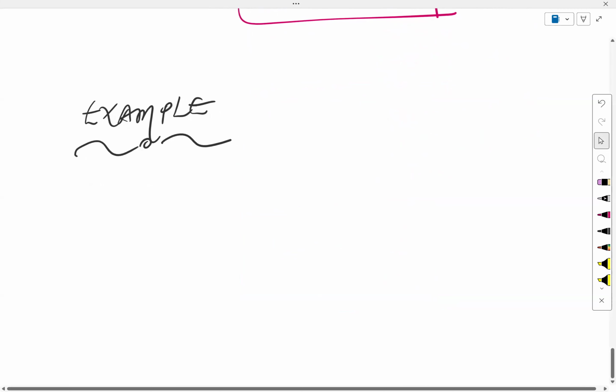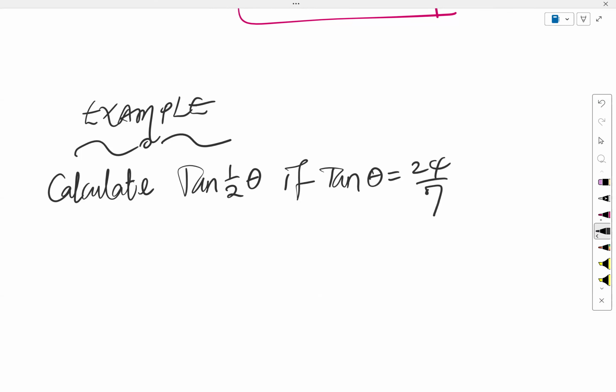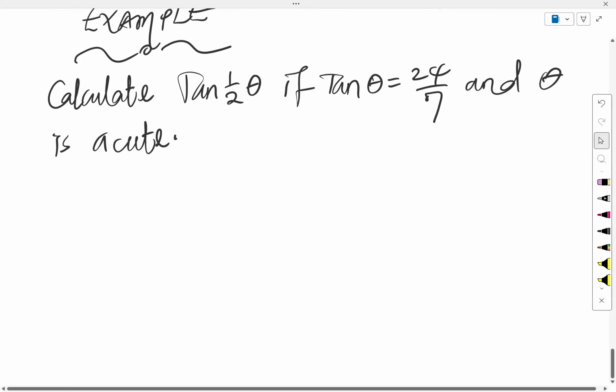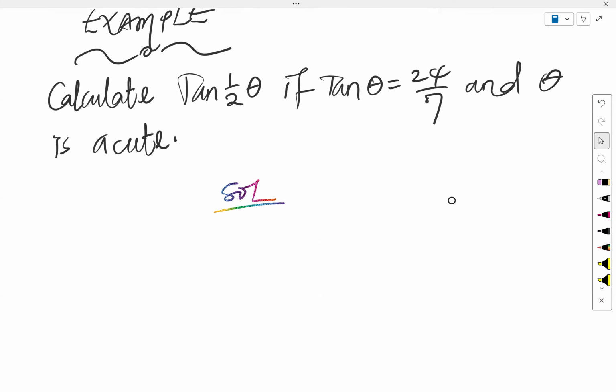Okay, so this is the question we want to deal with. Calculate tan half theta if tan theta is equal to 24 over 7 and theta is acute. So we need to do this. All right. So how do we go? Solution. So we are looking for tan half theta, right? If tan theta is 24 over 7.